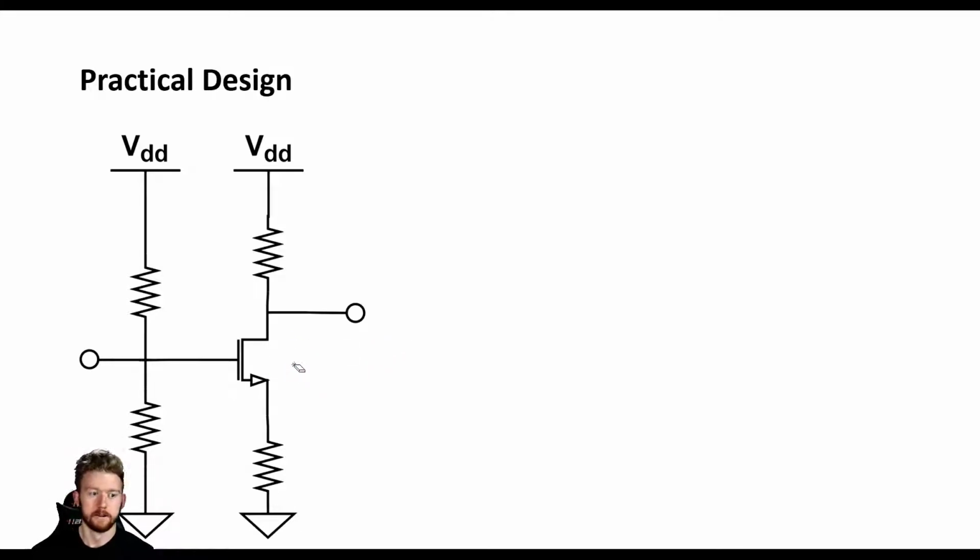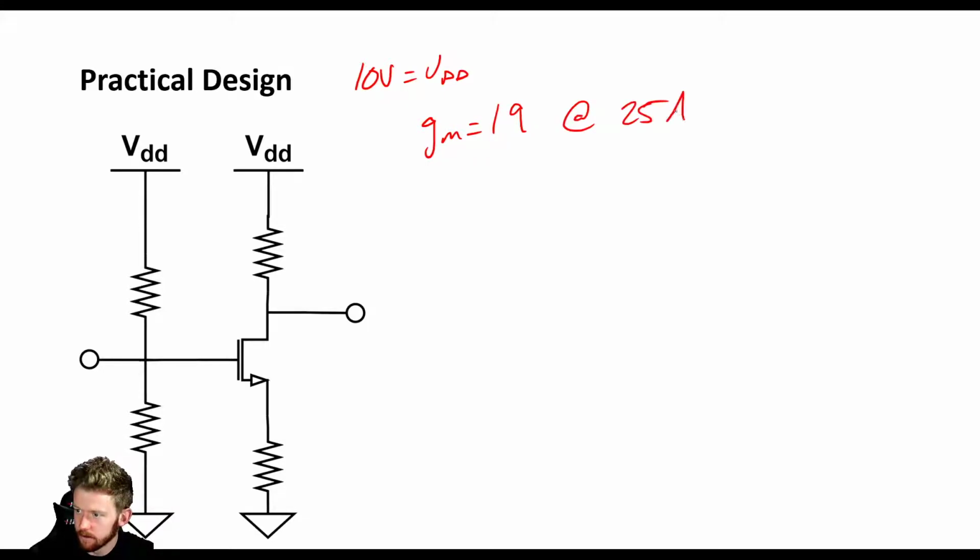Okay, so first thing, let's list what we know. I'm going to constrain myself and say that we're going to use a 10 volt supply. So 10 volts is our VDD. Now, the data sheet tells us that the GM is equal to 19 at a certain current, at a 25 amp drain current. So whenever ID is equal to 25 amps, our GM is 19.